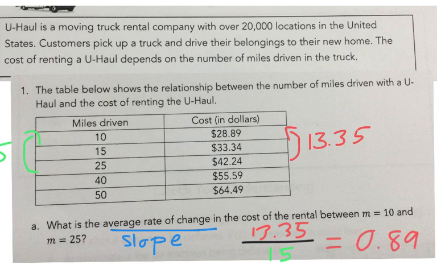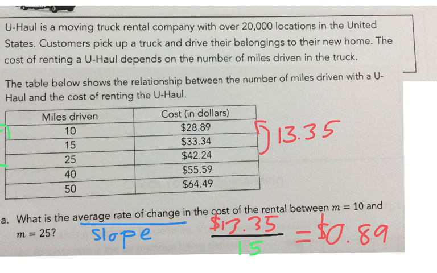So the average rate of change is 0.89. Let's give context. 0.89. What's the unit on top? It's money. So 89 cents. And what's the unit on bottom? Miles. So this would be 89 cents per mile.